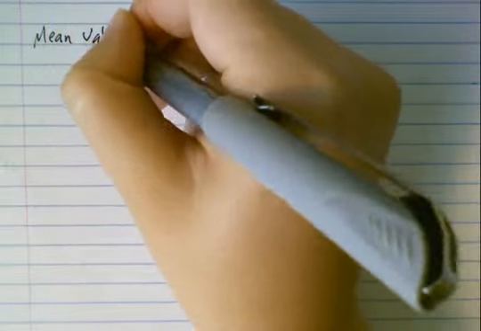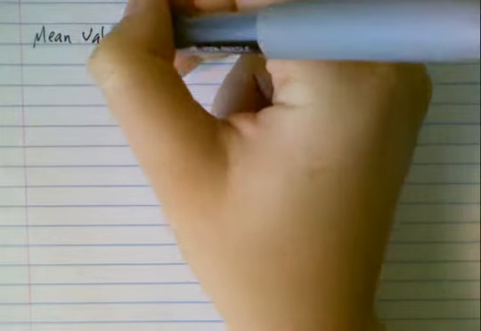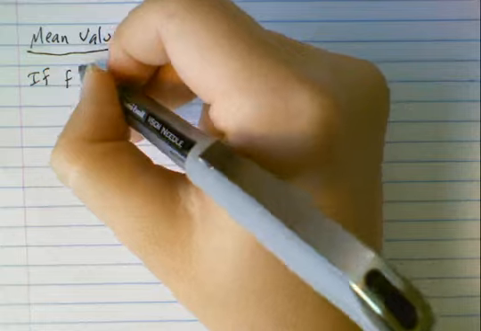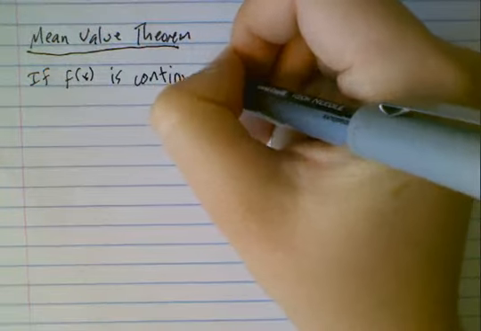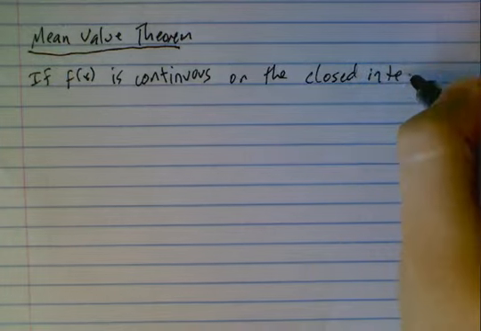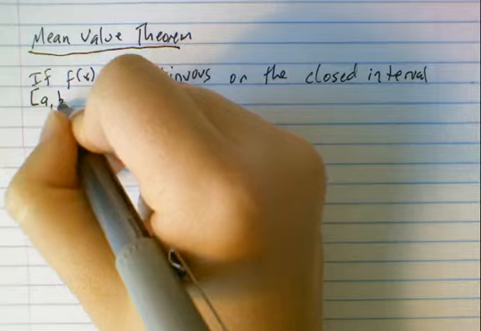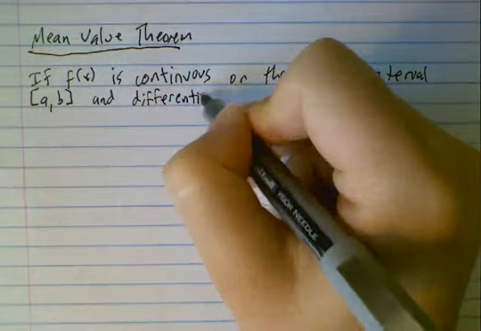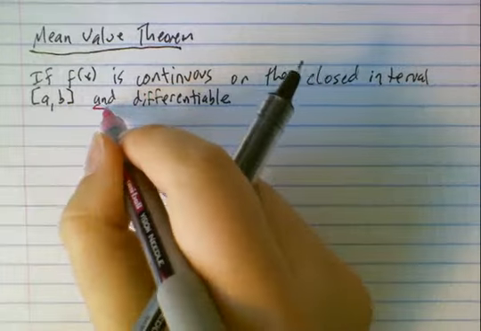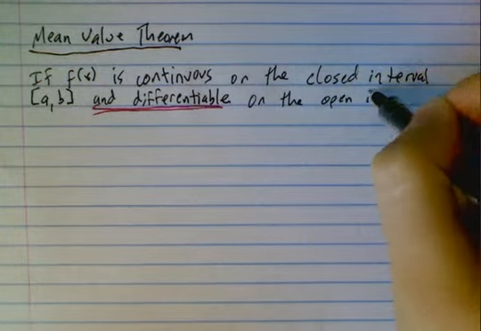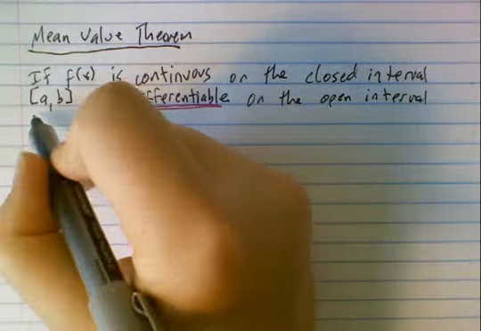Okay, let's turn our attention to the mean value theorem. If f of x is continuous on the closed interval a to b and differentiable, very key, there are now 2 conditions instead of 1, on the open interval a to b.